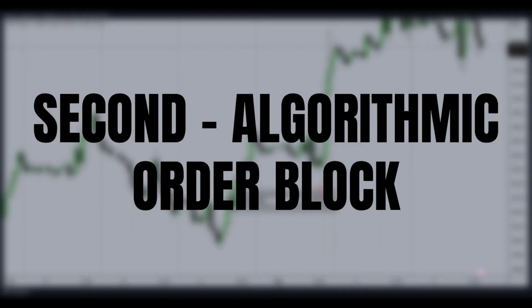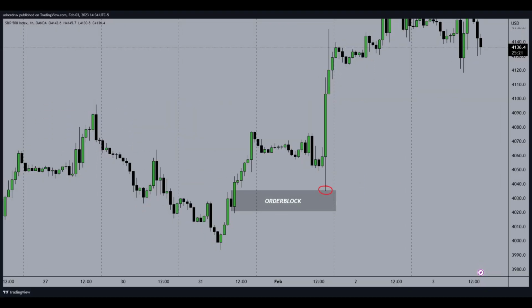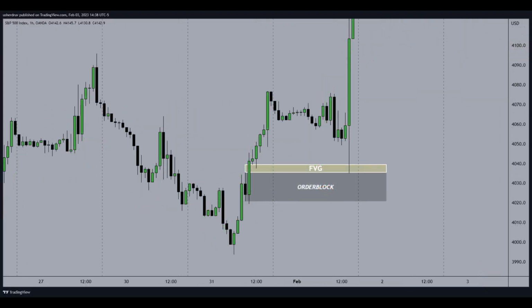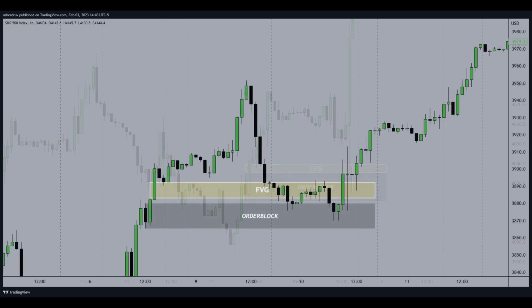Now let's see the second order block, which is the algorithmic order block. It is a candle that is opposite from the order flow and has a fair value gap with it. So, if the price wants to continue the order flow, it will respect the order block, which has a fair value gap with it.